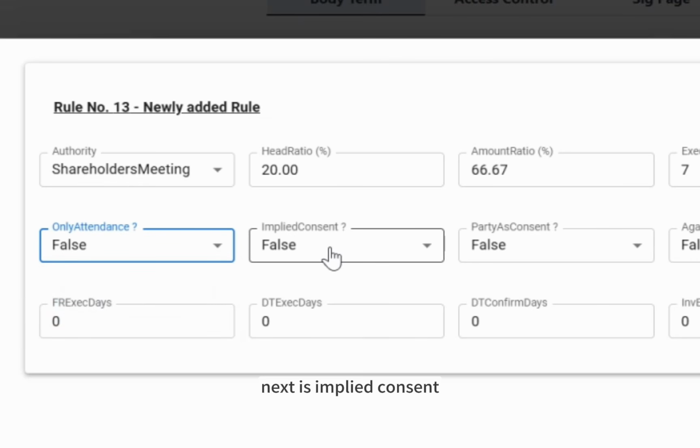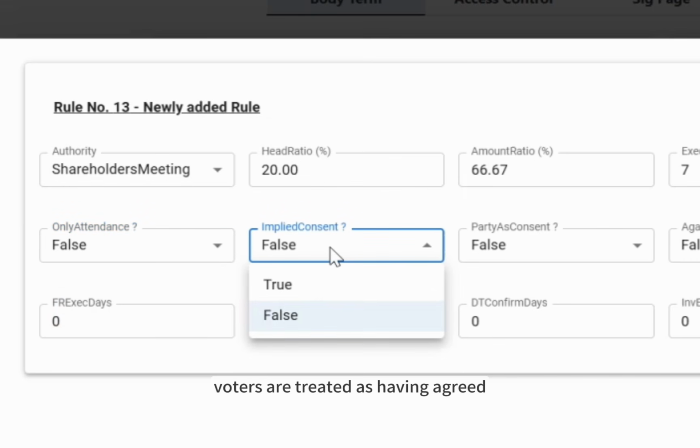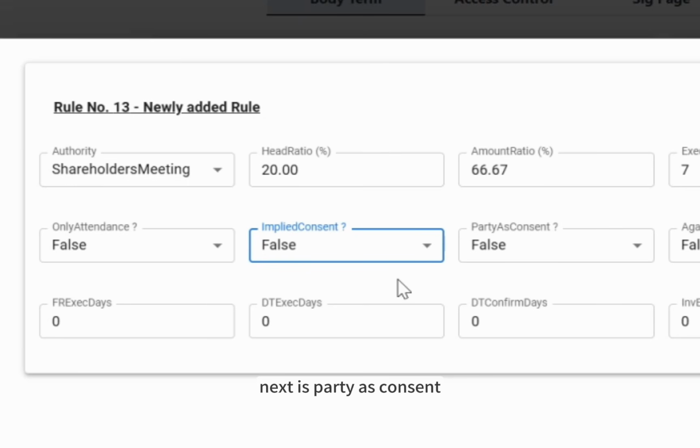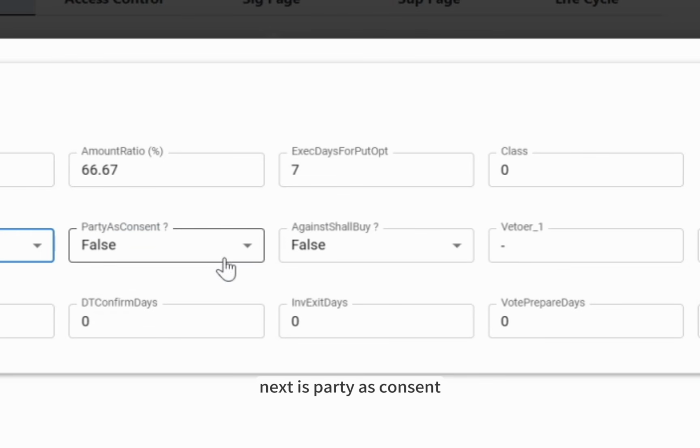Next is implied consent. This determines whether non-voters are treated as having agreed. True means non-voters are considered to have consented. False means non-voters are considered to have disagreed. Typically, we choose false.